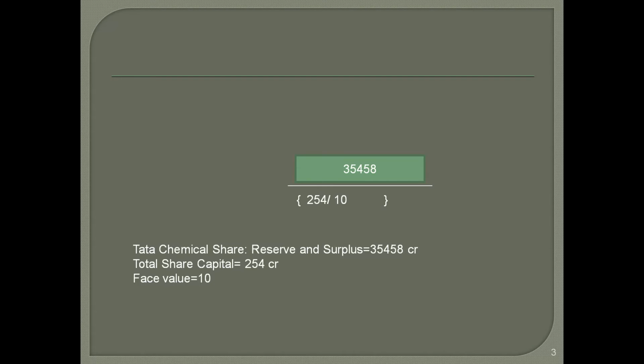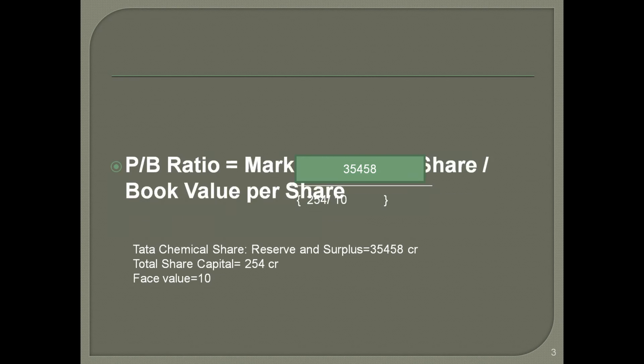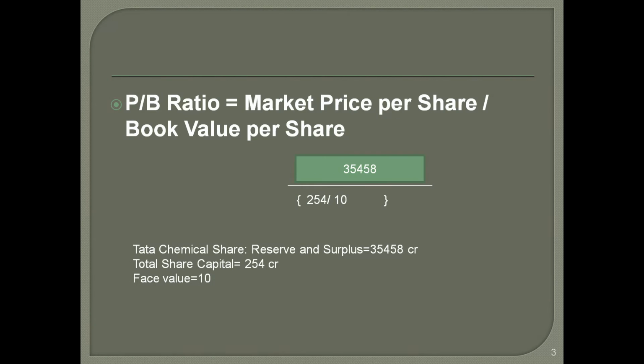In this formula, I'm giving one example of Tata Chemicals share. You can take these values from the balance sheet, consolidated or the updated, newer one. Reserve and surplus is in crores, and total share capital is 254 crores. So total share capital is divided by 10, then it will become 25.4, and the face value is as it is, 10. So now total share capital divided by face value, I have written as 25.4.